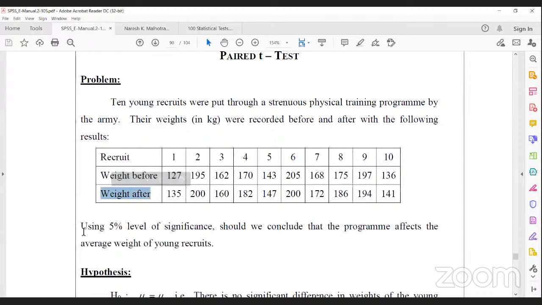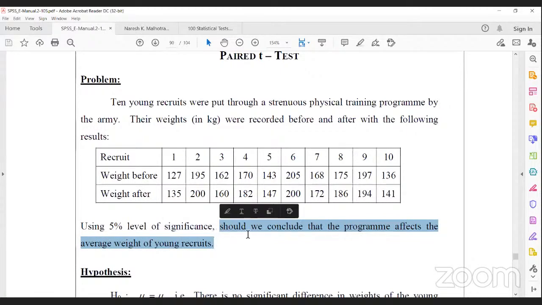Using a 5% level of significance, that is what we do here. Should we conclude that the program affects the average weights of the young recruits? That's only our main motto. How are we going to conclude here?